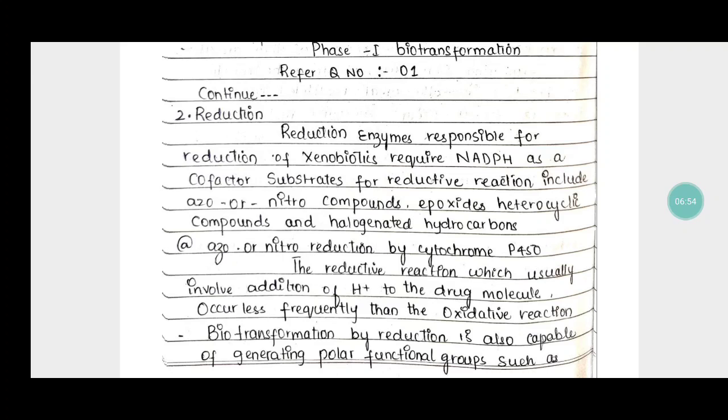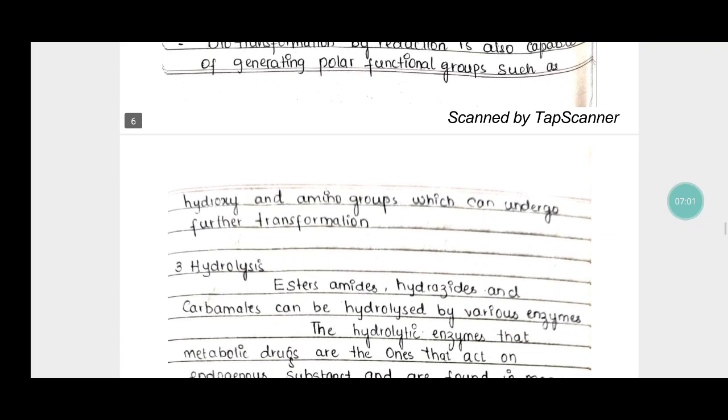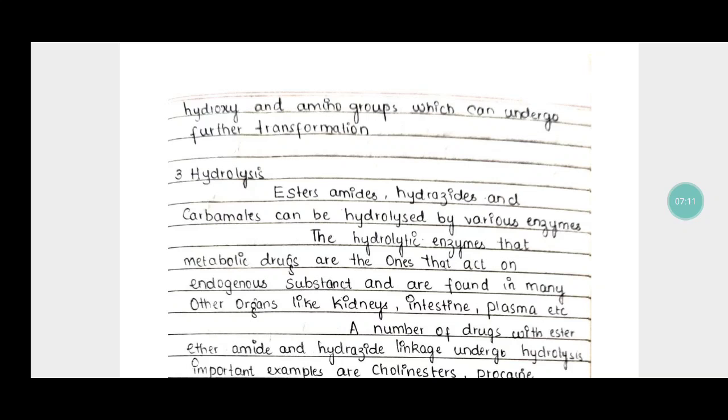So the biotransformation by reduction is also capable of generating a polar functional group such as hydroxy and amino groups, which can undergo further transformation. Hydrolysis: esters, amides, hydrazides and carbamates can be hydrolyzed by various enzymes. The hydrolytic enzymes that metabolize drugs are the ones that act on endogenous substances found in many organs like kidney, intestine, plasma, etc.